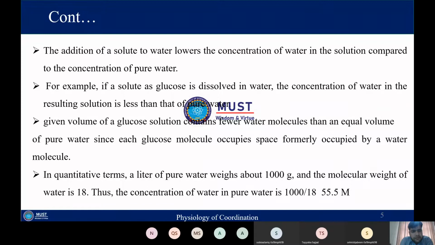And when the concentration of that water is compared with the solution of pure water, the pure water will have a high concentration of water as compared to one in which the solute is added. For example, if we take glucose as a solute and dissolve it in water, the concentration of the water in the solution containing glucose will be lower as compared to the solution in which we have pure water.